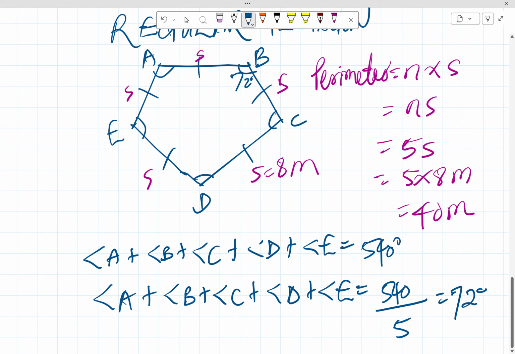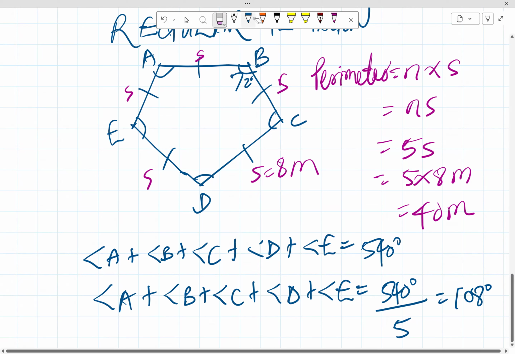This is 540 degrees. So that is, multiply by 2, that is 1080. This is like 108 degrees for one angle. I think so. Yes, 108 degrees. Sorry, that was my bad.